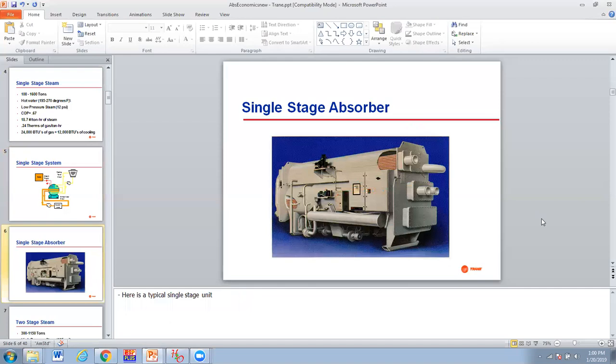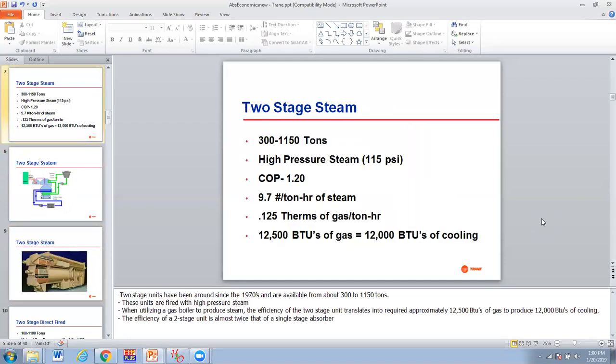Okay, just a picture of a single stage absorber. You could get online or whatever and find some additional ones. Good size machines. Okay, the two-stage steam-driven absorber. The size is 1150 on the high side, down to 300 tons on the low side. Steam pressure is nominally 115 pounds here, which is far hotter, obviously, than the 12-pound steam. Coefficient of performance, so we get 1.2 units of cooling for every one unit of input energy into the chiller, so they're definitely much more efficient than the single-stage machines.